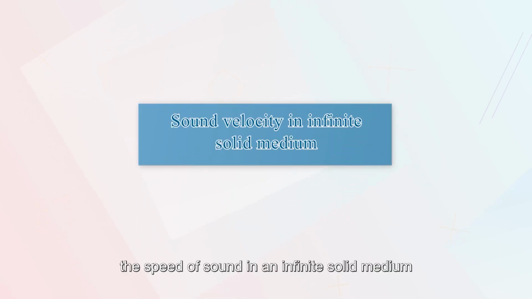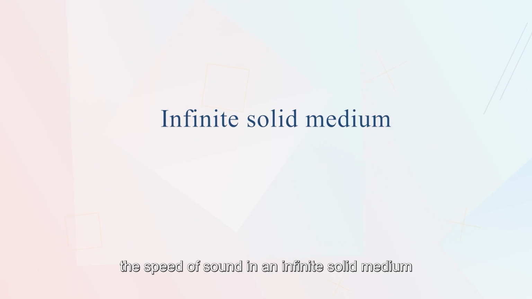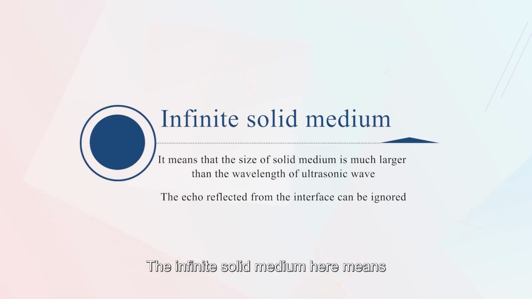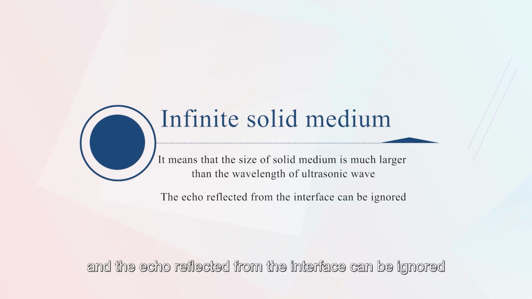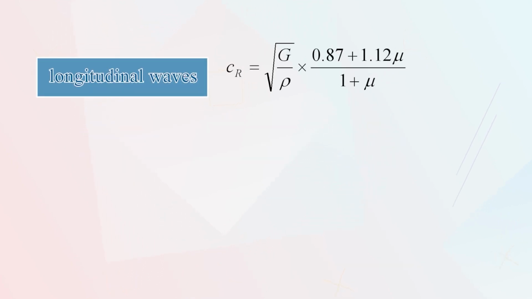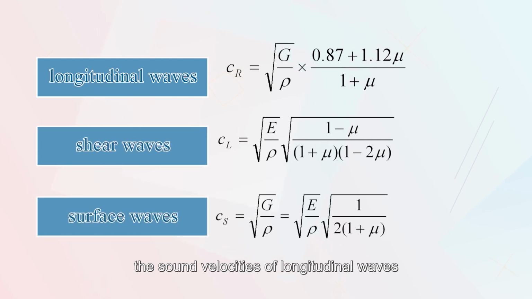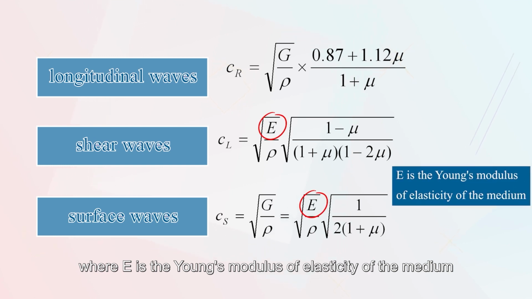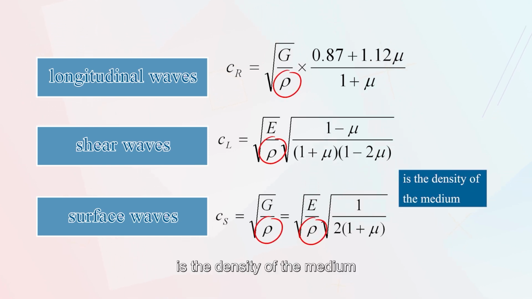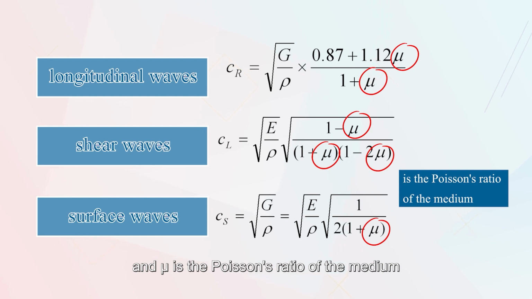In the first case, the speed of sound in an infinite solid medium. The infinite solid medium here means that the size of the solid medium is much larger than the wavelength of the ultrasonic wave, and the echo reflected from the interface can be ignored. In this case, the sound velocities of longitudinal waves, shear waves, and surface waves are respectively given by the formulas, where E is the Young's modulus of elasticity of the medium, ρ is the density of the medium, and μ is the Poisson's ratio of the medium.